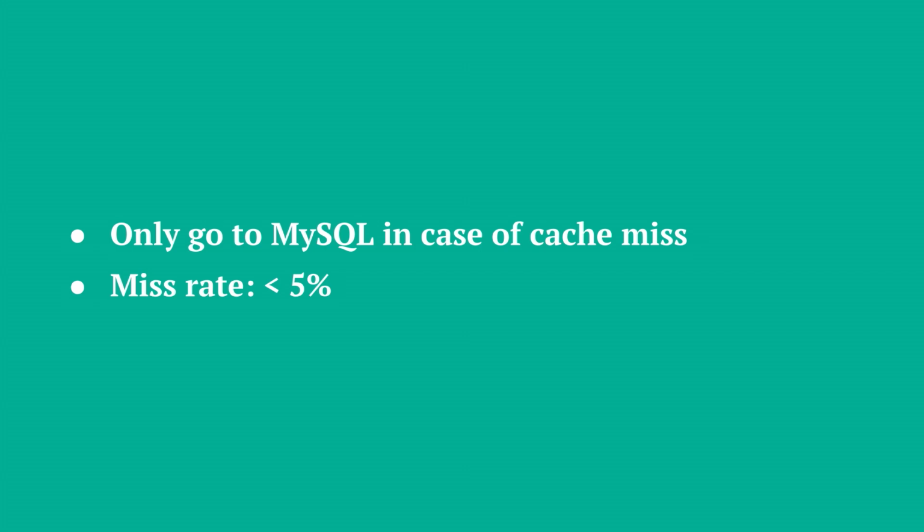The principle here is only go to MySQL in case of a cache miss. The miss rate that we experience is less than 5%. Depending on how people configure their caching and how their products are built, I've heard miss rates significantly lower than 1%. What a miss rate means is how often we actually have to fall back to MySQL, because not all of our data actually lives in the cache.